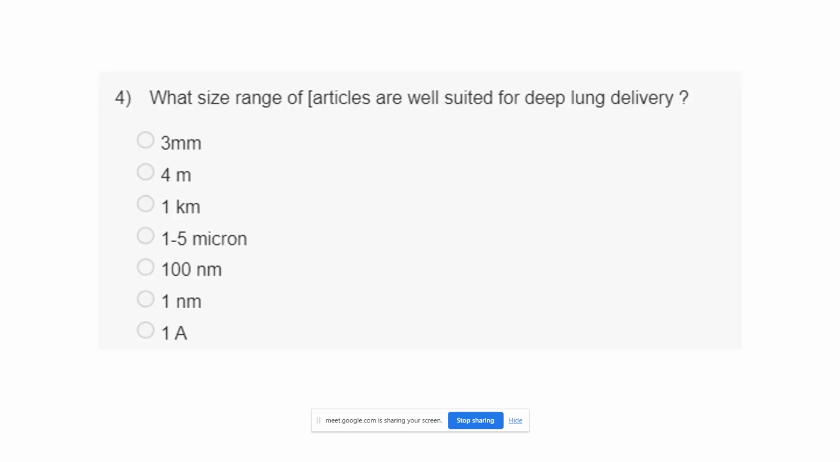Okay, next question. What size range of particles are well suited for deep lung delivery? The options are 3 millimeter, 4 meter, 1 kilometer, 1 to 5 micron, 100 nanometer, 1 nanometer, 1 angstrom. Ma'am, option 4, 1 to 5 micron. Okay. Option 4. Okay.